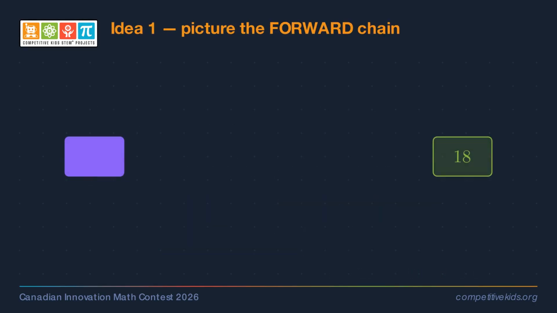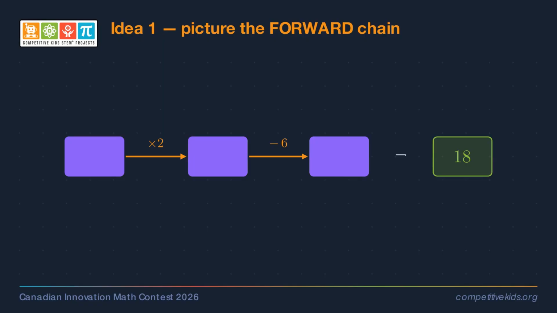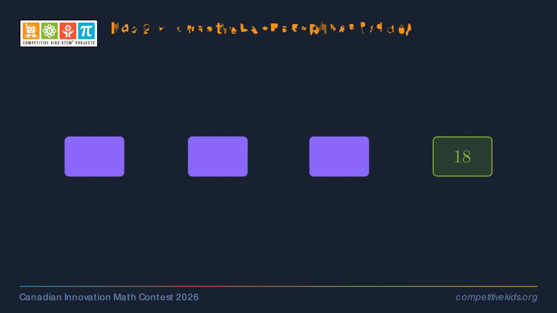Picture the forward chain. She starts with an unknown number. She doubles it. She gives away 6. She ends at 18. That is the forward story.